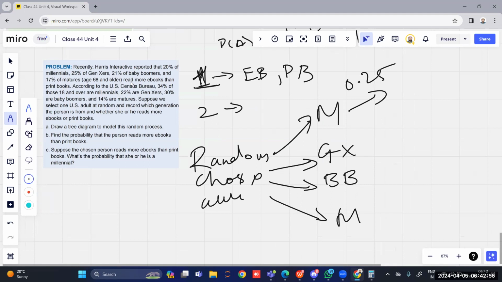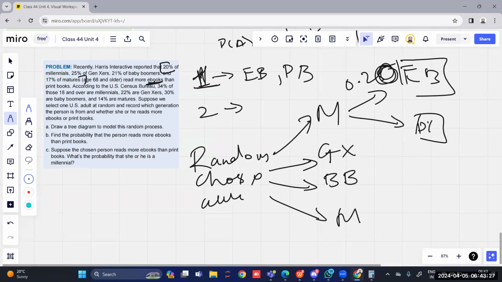Millennials have 0.20. The reading of more ebooks than print books means 20% read more ebooks, so it will be 0.20 for millennials. All these probabilities are for reading more ebooks. So what will be the probability for print books? 1 minus 0.20, so it will be 0.80.